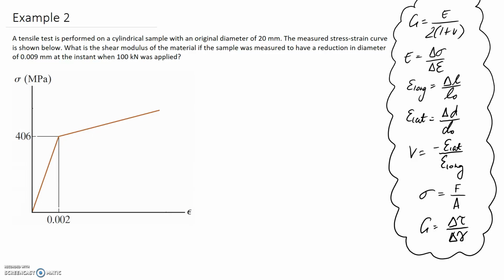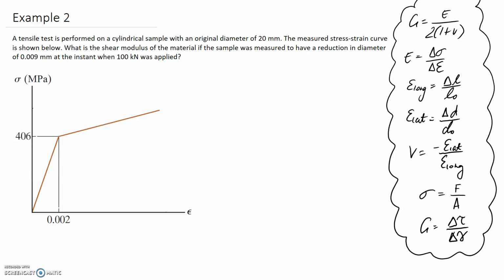So a tensile test is performed on a cylindrical sample with an original diameter of 20 millimeters. The measured stress strain curve is shown below. What is the shear modulus of the material if the sample was measured to have a reduction in diameter of 0.009 millimeters at the instant when 100 kilonewtons was applied?